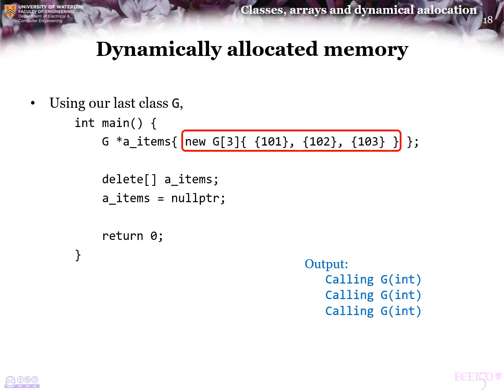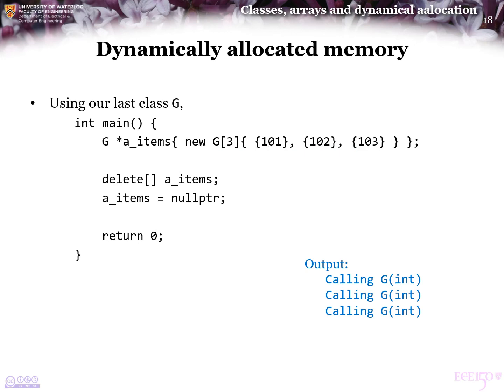So at index 0, it will call the constructor with the argument 101. At index 1, it will call the constructor with the argument 102. And at index 2, it will call the constructor with the argument 103. When this is finished, new will return the address of the first byte of that block of memory, and that address will be assigned to a_item.